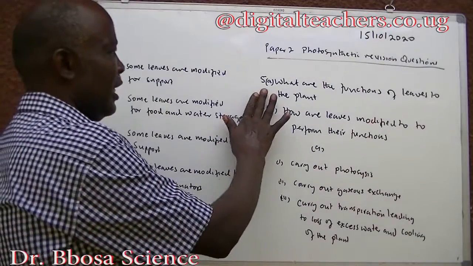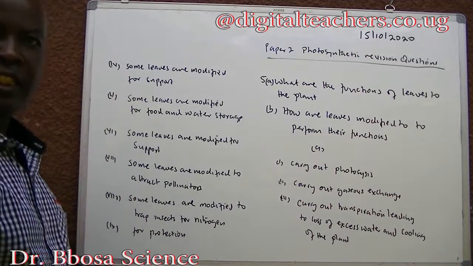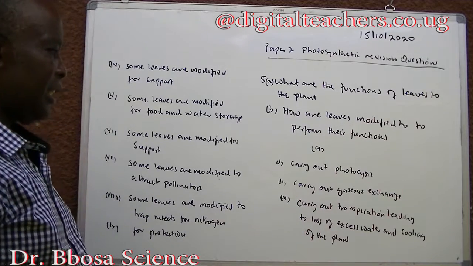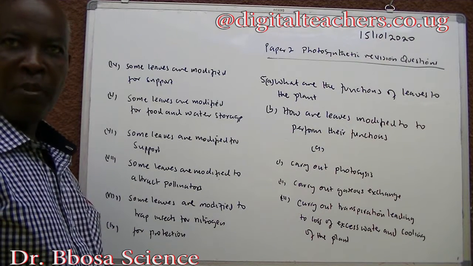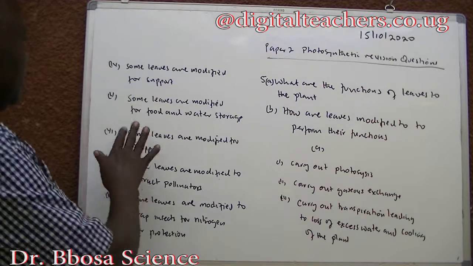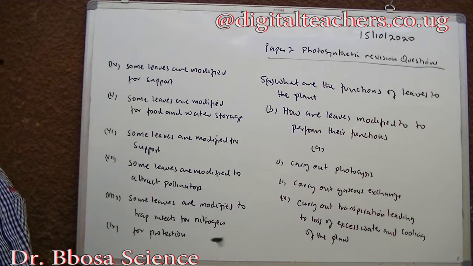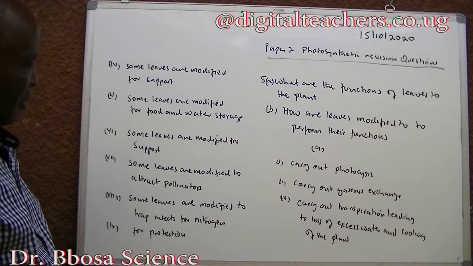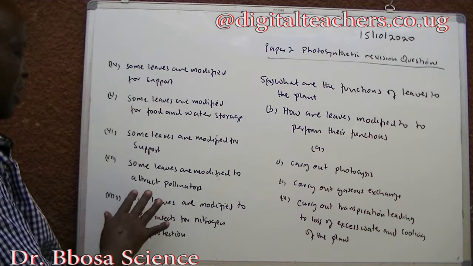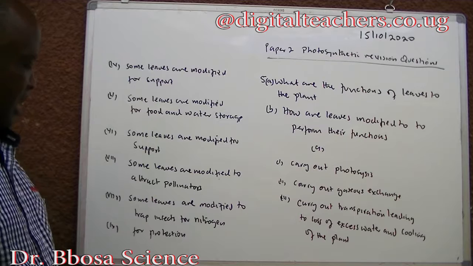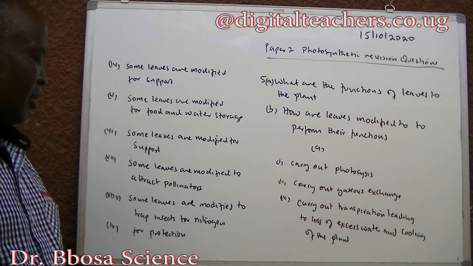Number five. A, what are the functions of leaves to the plants? Leaves carry out photosynthesis, leaves carry out gaseous exchange, leaves carry out transpiration to cool the plant and to lose excess water. Leaves are modified for support. Some leaves are modified for food and water storage. Some leaves are modified to attract pollinators. Some leaves are modified to trap insects for nitrogen.